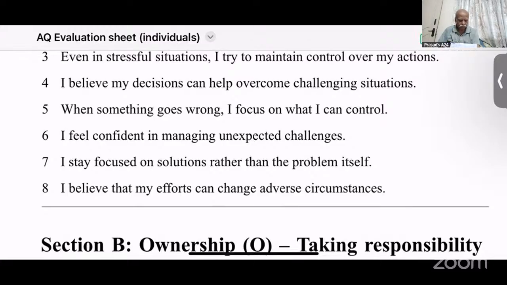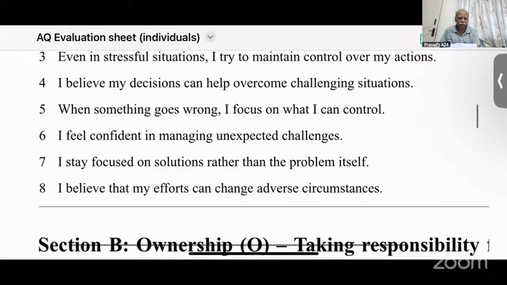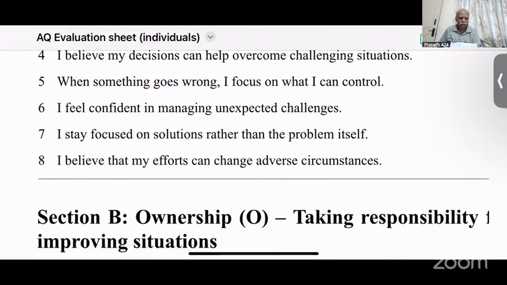Seventh one, I stay focused on solutions rather than the challenge itself. Eighth one, the last in the section A, control. I believe that my efforts can change adverse circumstances.